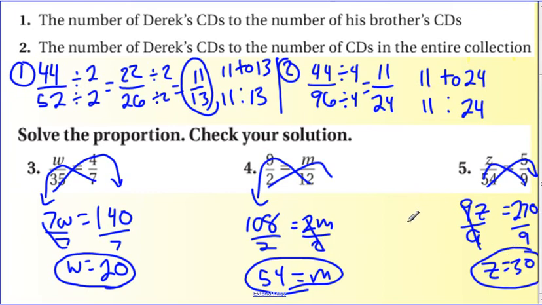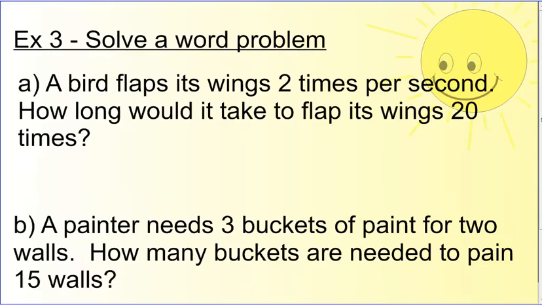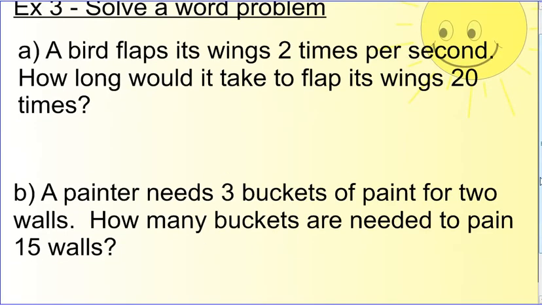Okay, so that is cross product. Yeah, cross product. Let's see some wordy problems. Simple, but little wordy problems. So it says here, a bird flaps its wings 2 times per second. How long would it take to flap its wings 20 times? Now, when you have a word problem and proportions, the one most important thing that you can have is labels. So when you have little word problems like this, usually the first sentence has the first half of the proportion. The second sentence is the second half.